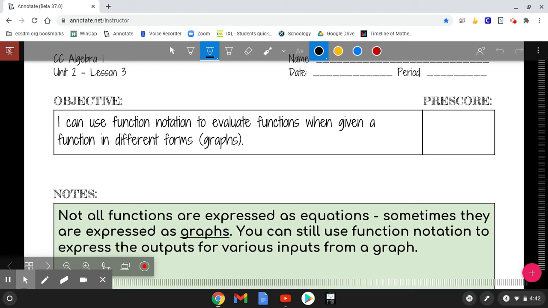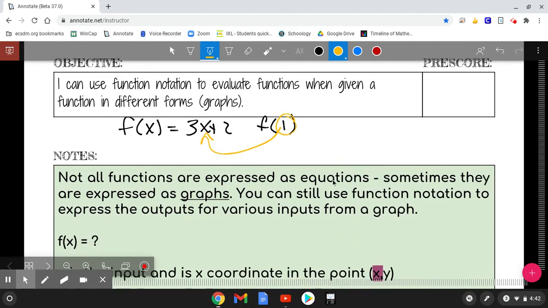In our last lesson, we learned how to evaluate functions given a function in function notation. So remember, if we have function notation, this is read as f of x. And if we want to evaluate the function at f of 1, all we're doing is taking that 1 and plugging it in anywhere we see an x. Now today, we're going to do something different.